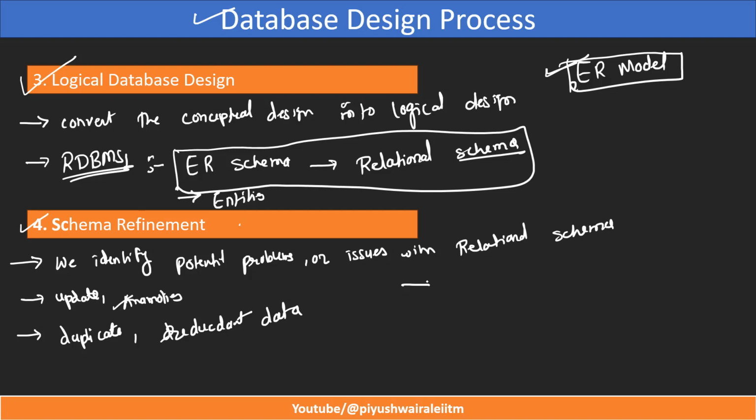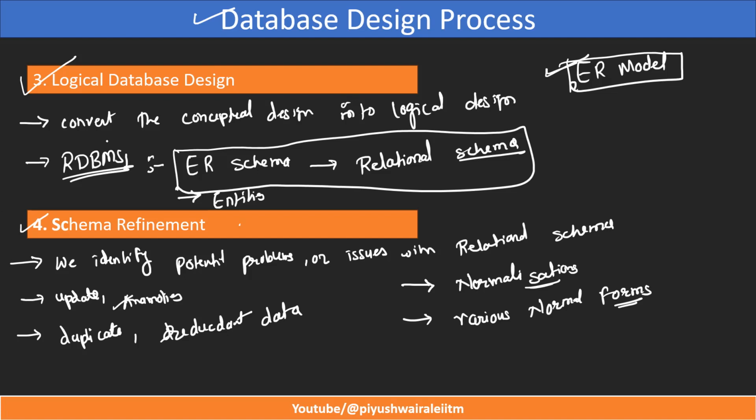Okay. So what are the steps involved in the schema refinement? That we are going to discuss during the normalization concept. Okay. So the normalization concept deals with the schema refinement part. Here we'll discuss various normal forms. We have normal forms in our syllabus, and we are going to discuss these various normal forms. Okay, so this is the fourth step.